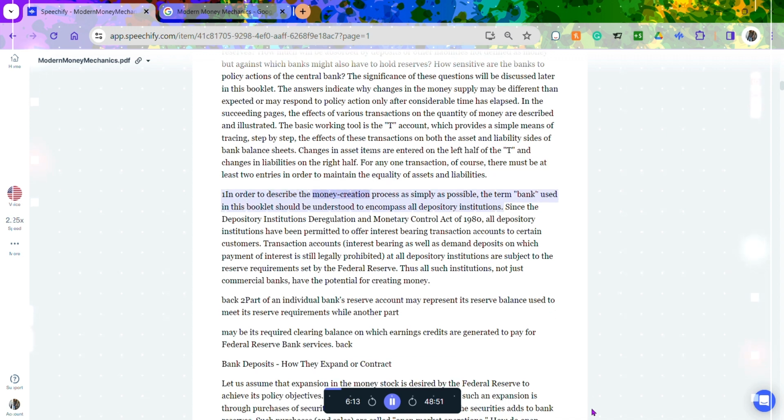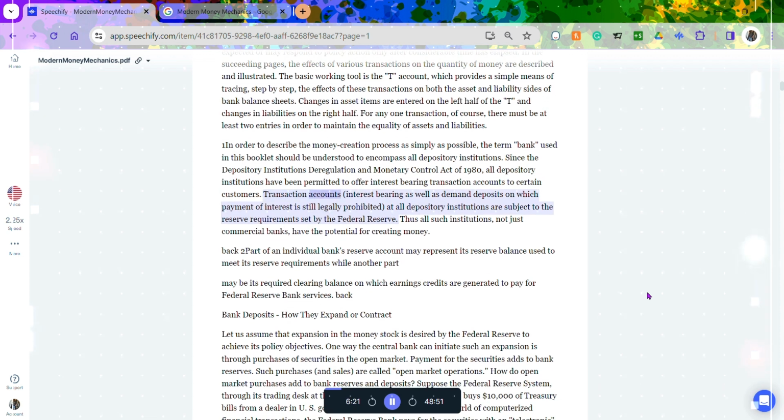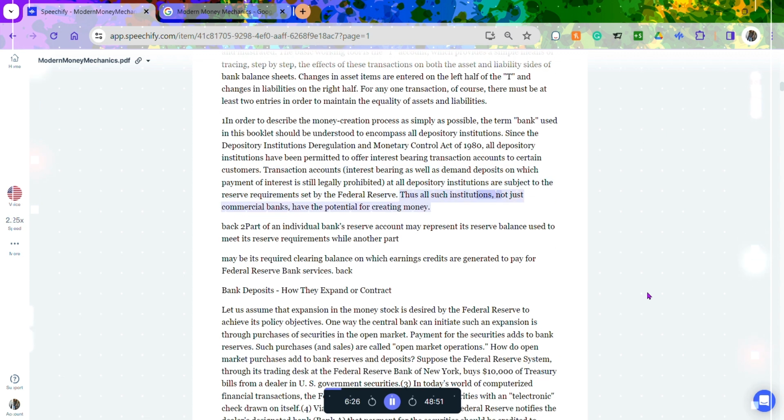1. In order to describe the money creation process as simply as possible, the term bank used in this booklet should be understood to encompass all depository institutions. Since the Depository Institutions Deregulation and Monetary Control Act of 1980, all depository institutions have been permitted to offer interest-bearing transaction accounts to certain customers. Transaction accounts, interest-bearing as well as demand deposits on which payment of interest is still legally prohibited, at all depository institutions are subject to the reserve requirements set by the Federal Reserve. Thus all such institutions, not just commercial banks, have the potential for creating money.